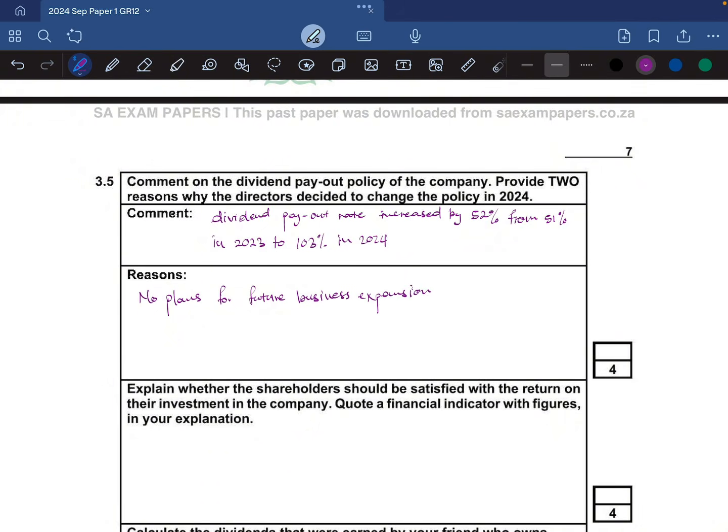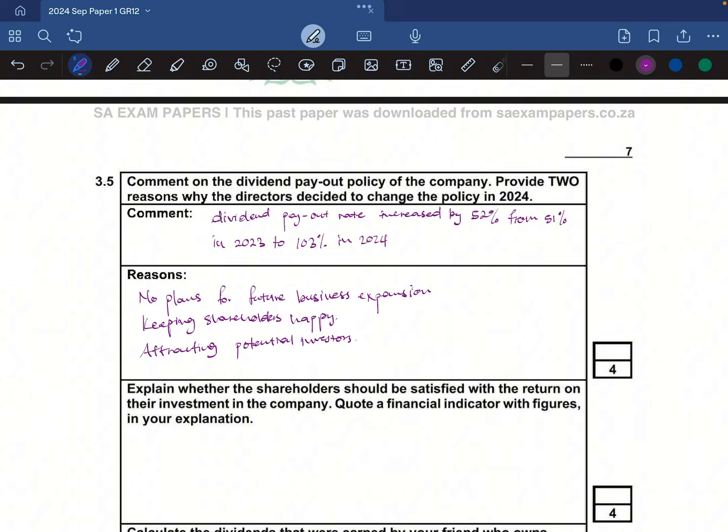And then another reason could be that we want to simply keep our shareholders happy. One other reason could be attracting potential investors. That's also a valid reason that we could input, because as soon as investors can see that this company is paying so much more in dividends, they will want to invest in that company so they can have a high return on their investment.